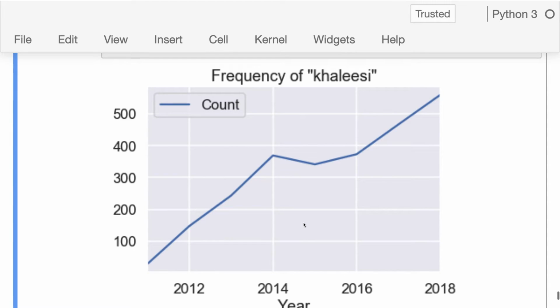Yep. No one was named Khaleesi, and then all of a sudden, hundreds of babies were named Khaleesi. So if you meet someone named Khaleesi, you can probably guess that they were born in 2016, 2015. They're probably 4 years old right now.